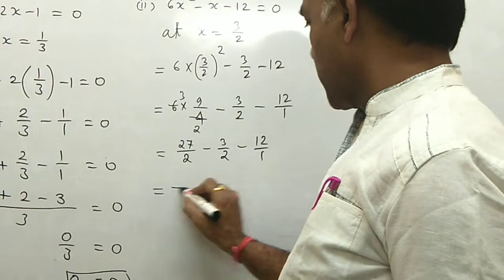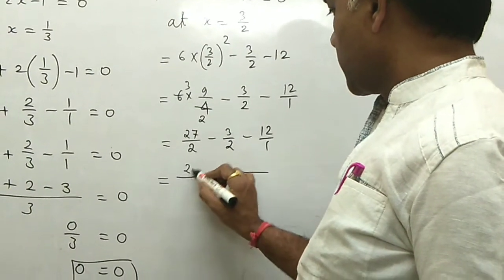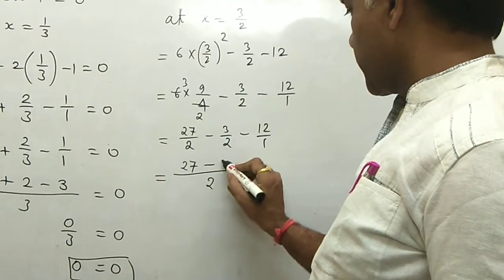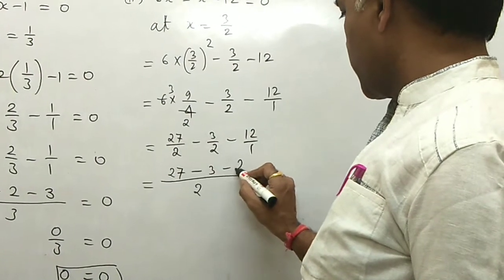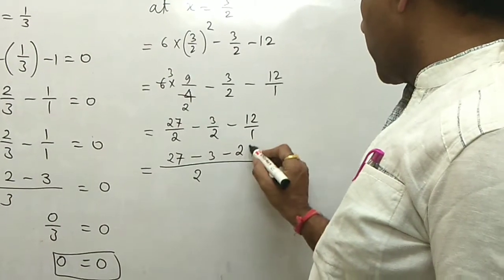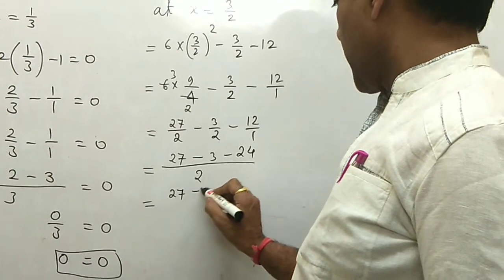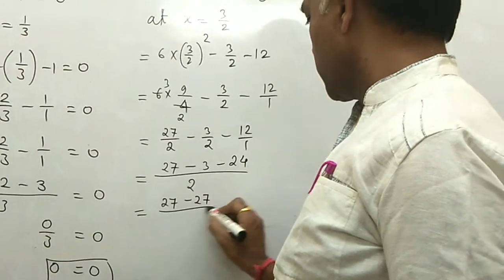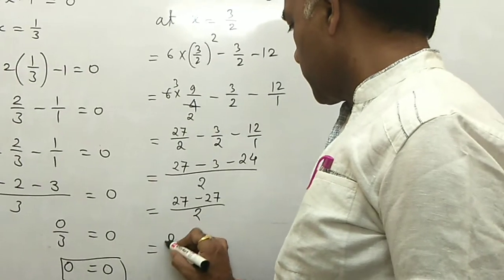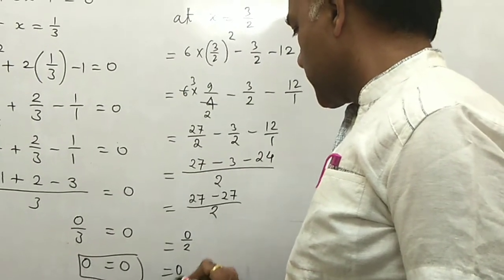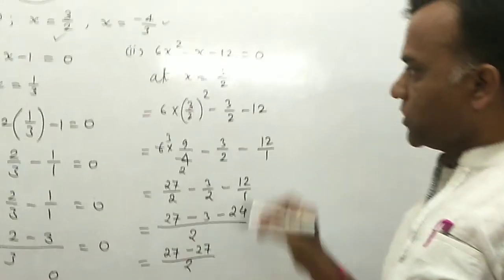Again we take the LCM, which is 2. 27 as it is, minus 3 as it is, and 12 2s are 24. So 27 minus 27 by 2, which is 0 by 2 equal to 0. Yes, it is a solution. So 3 by 2 is a solution of the given equation.